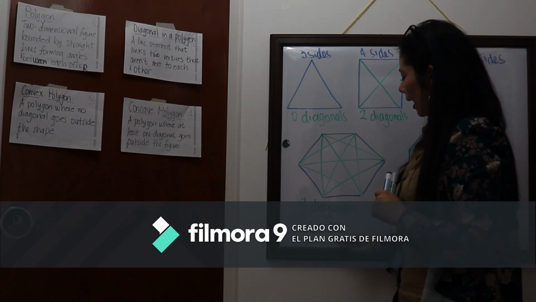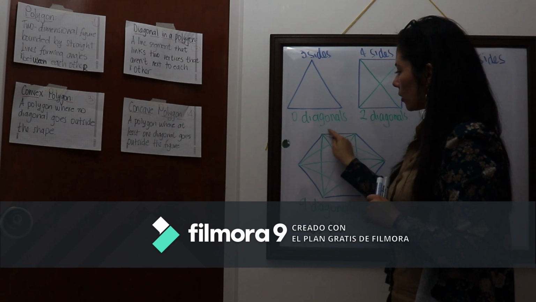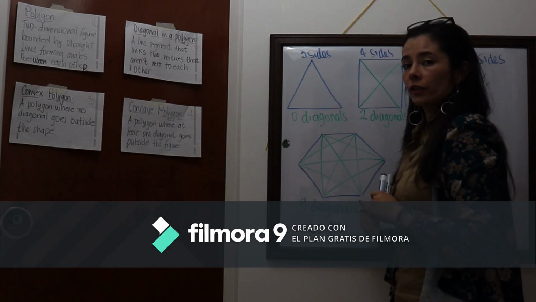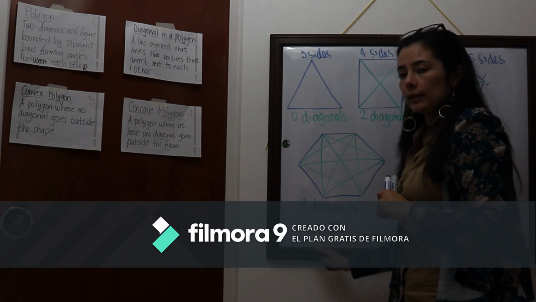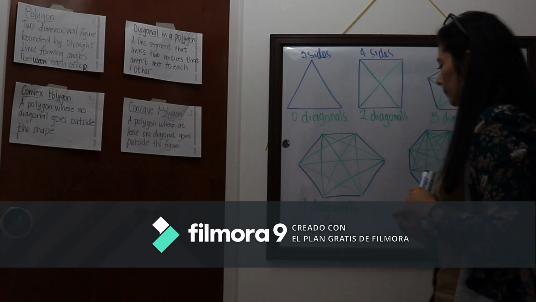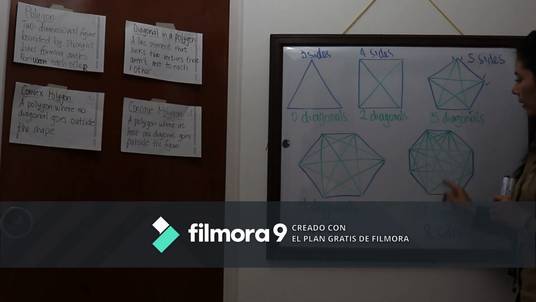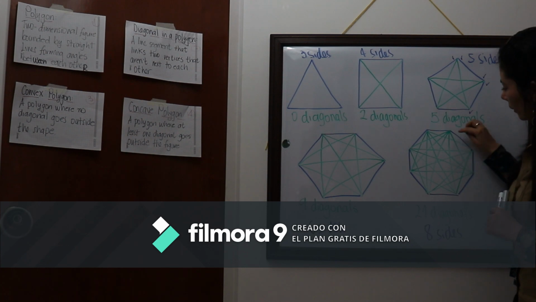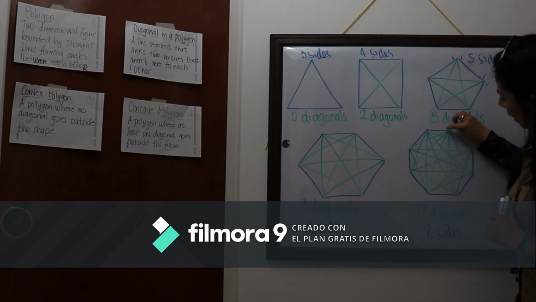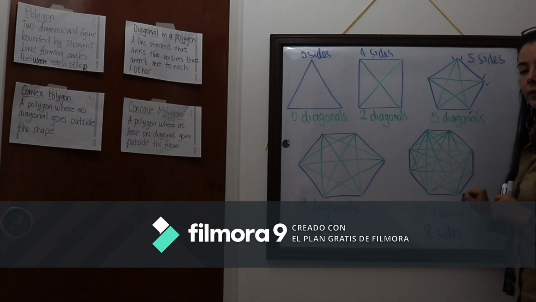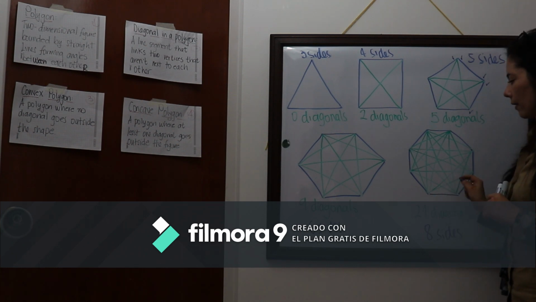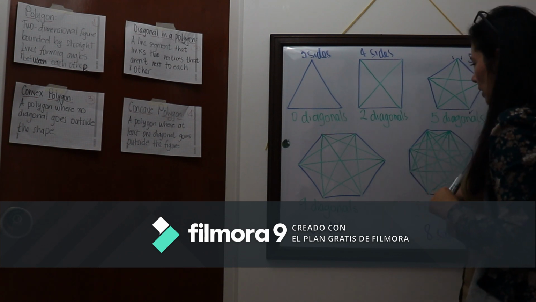Now think about the hexagon. The hexagon allows me to get 3 diagonals out of each vertex. So that is 3 less than the amount of sides in the hexagon. And if I think about the octagon, I'm able to get 5 diagonals out of each one of the vertices we have. So that again is going to be 3 less than the amount of sides.